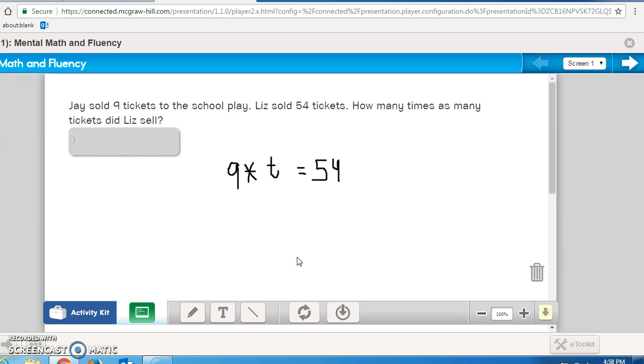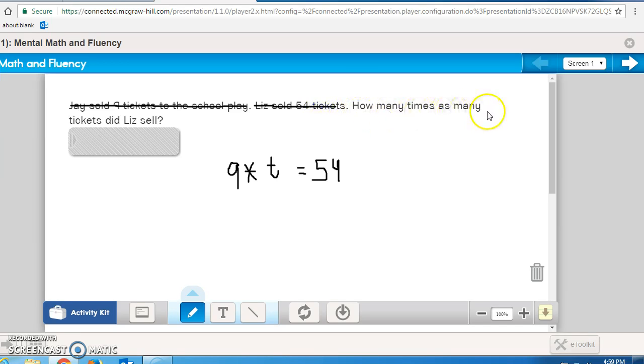Please read the following to yourself as I read it out loud. It says, Jay sold 9 tickets to the school play. So I wrote down the information I already know, 9. And I probably could cross this sentence out to know that I already took care of it. Liz sold 54 tickets. So I wrote 54 down here. And I also have that taken care of.